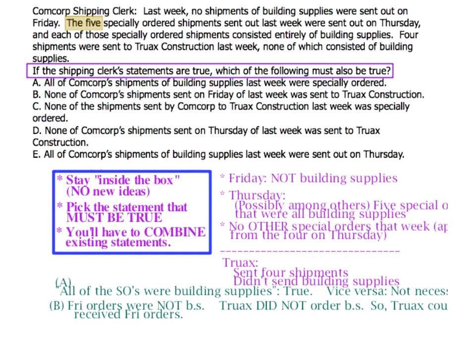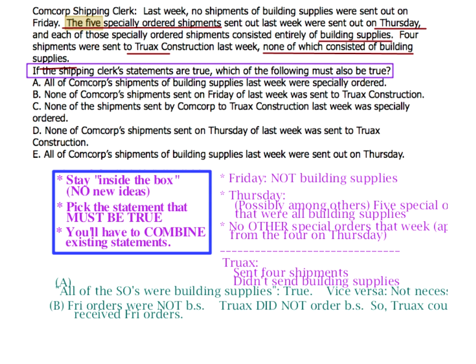C says none of Truax's shipments were special orders. Well, let's talk about this. So all of the special orders were on Thursday. So you actually do need to notice the five here. The five special orders were all on Thursday. And all of them were building supplies. So in other words, there were no special orders that were not building supplies. But none of Truax's orders were building supplies.